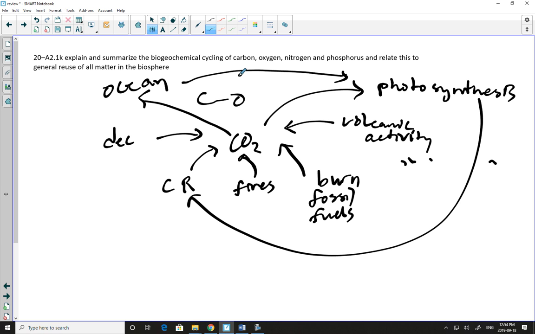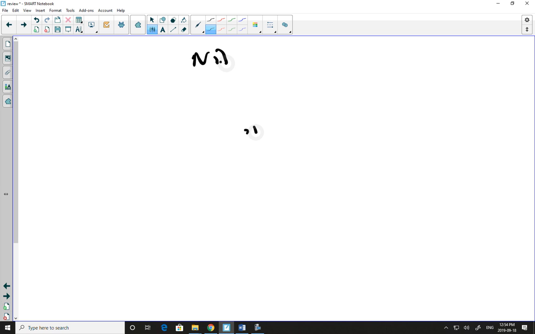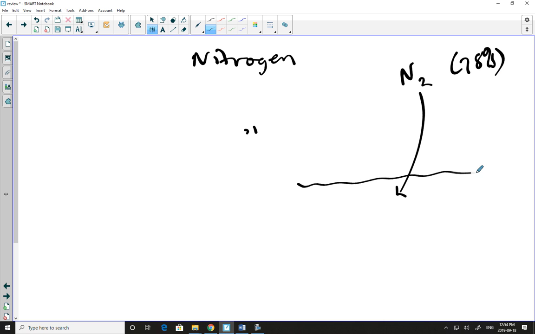Anyway, nitrogen cycle then. I always start nitrogen cycle with atmospheric nitrogen, N2 in the air. It's about 78%, but of course plants can't use it as nitrogen. It needs to be converted into nitrates. In the soil, there's bacteria that can do this. What else does it? Sorry? Lightning, yeah. So that converts nitrogen gas into nitrates.